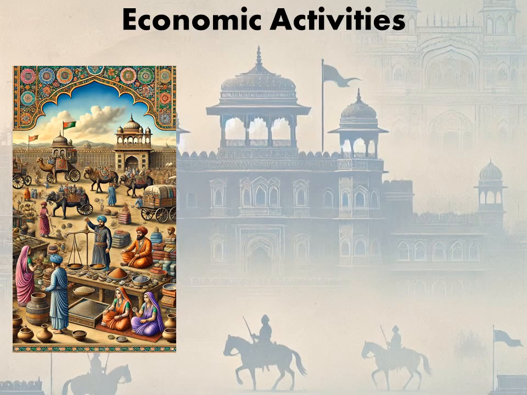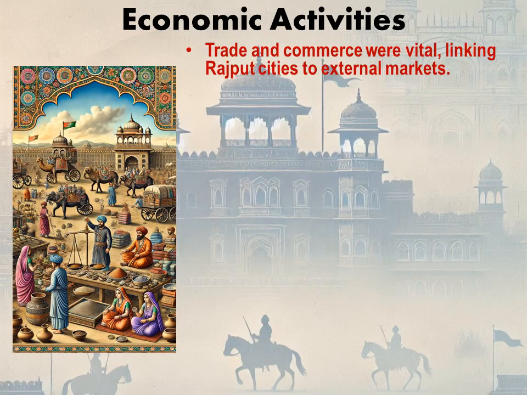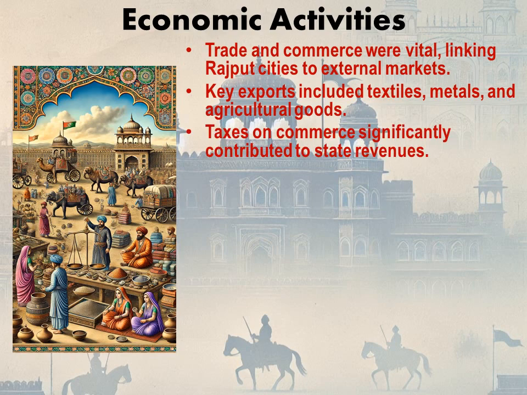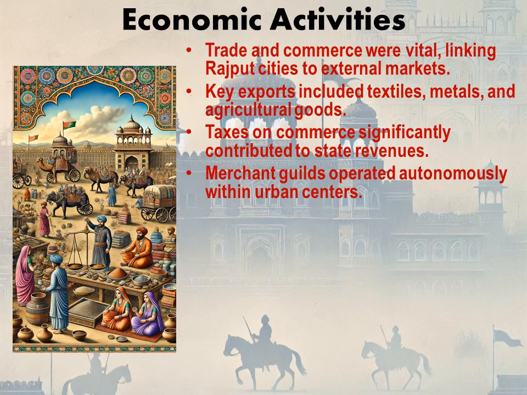Economic activities. Trade and commerce were vital, linking Rajput cities to external markets. Key exports included textiles, metals, and agricultural goods. Taxes on commerce significantly contributed to state revenues. Merchant guilds operated autonomously within urban centers.